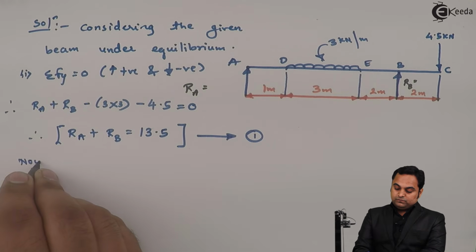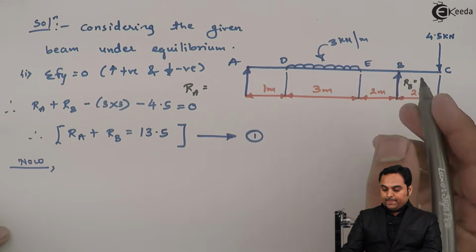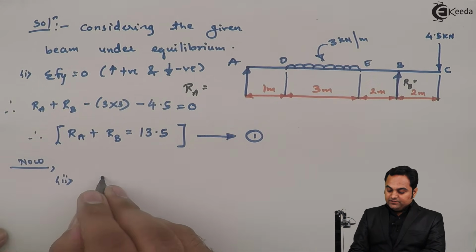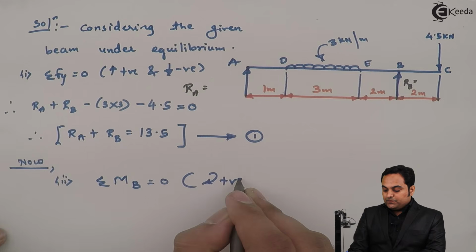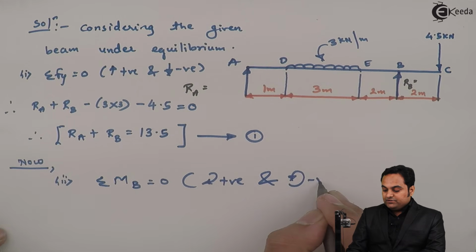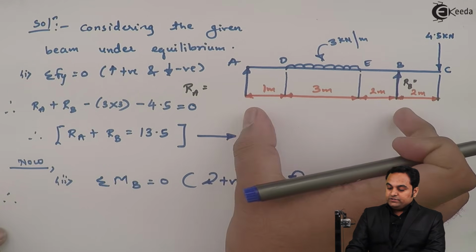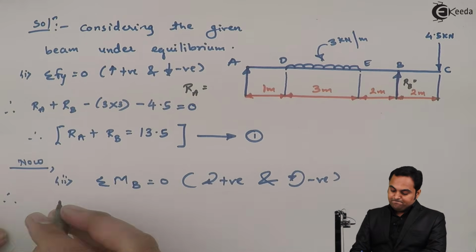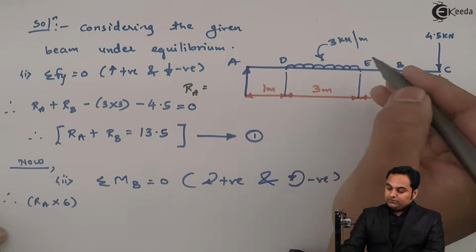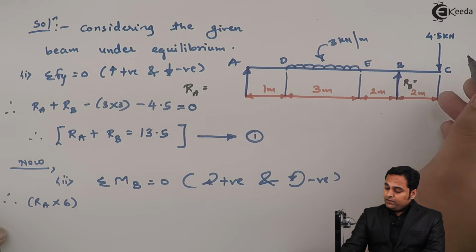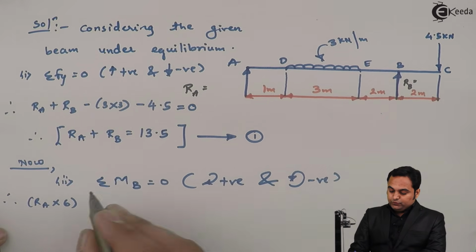Now I need to find out RA. For that I will be taking moments at B. So the second condition of equilibrium is summation of moment about point B is equal to 0. Clockwise moments positive and anti-clockwise moments negative. So we have RA as clockwise. So RA into the distance, 6 meter from B, so plus RA into 6 because it is clockwise. Next, here we are having 4.5 kilonewton. This is the overhanging portion. It produces clockwise moment. So plus 4.5 into 2.